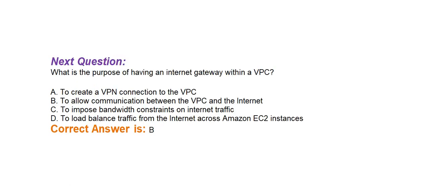Next question is, what is the purpose of having an internet gateway within a VPC? Option A, to create a VPN connection to the VPC. Option B, to allow communication between the VPC and the internet. Option C, to impose bandwidth constraints on internet traffic. Option D, to load balance traffic from the internet across Amazon EC2 instances. Correct answer is option B, to allow communication between the VPC and the internet.